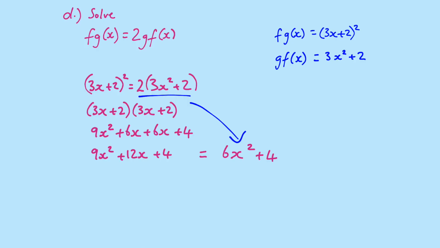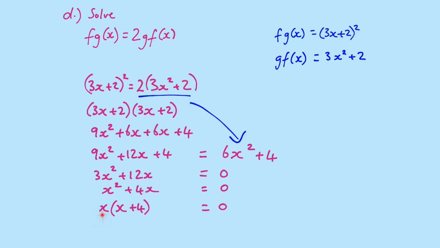Then as it's a quadratic, we want to move all the terms to the left hand side and put it equal to 0. Now we can see that we can divide all the terms by 3 in order to make it easier to solve. So divide 3x squared by 3, 12x by 3 and 0 by 3, and that gives us x squared plus 4x equals 0. Then we factorise x squared plus 4x.